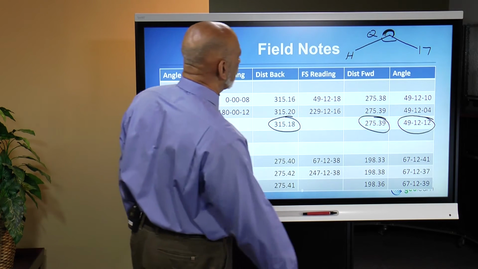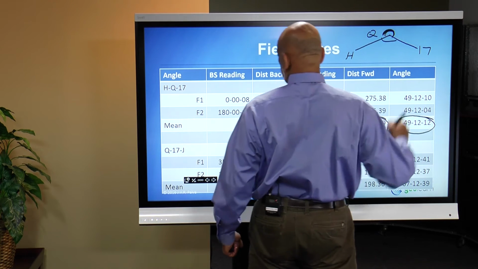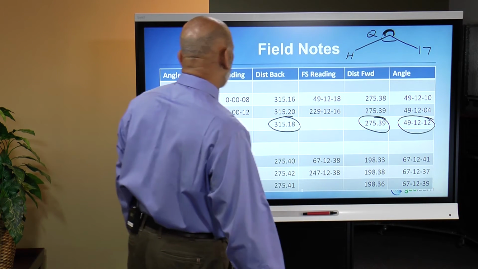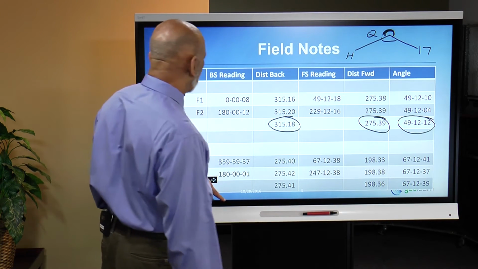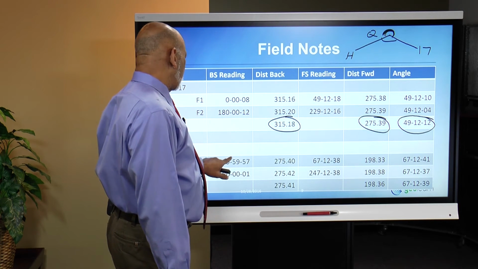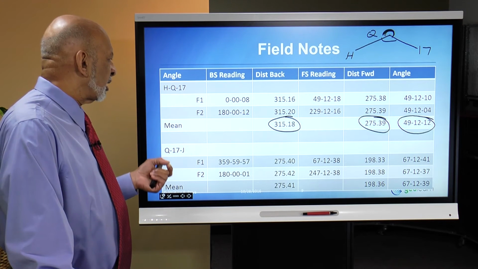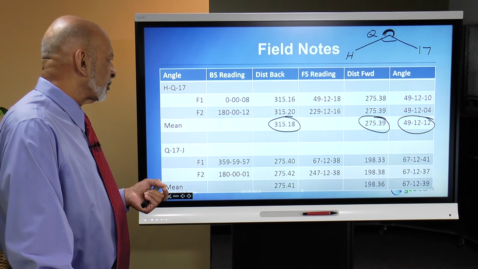Then you move up your instrument to point 17, and so now you have Q17J. J is your next point in your traverse. And you repeat the whole process. Here I used a slightly different example. You see here, instead of 0008 or 000 exactly, I have 359, 59, 57, which means that's the equivalent of a negative 3 seconds. Because if your instrument rotates accidentally in the other direction, that's what you're going to have.